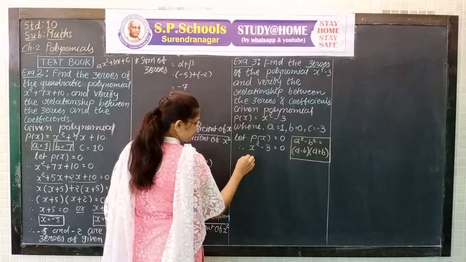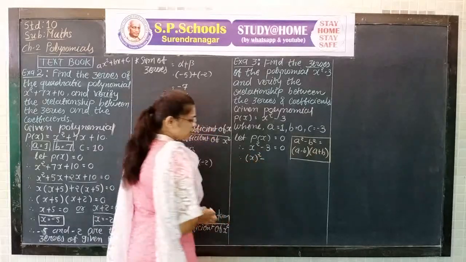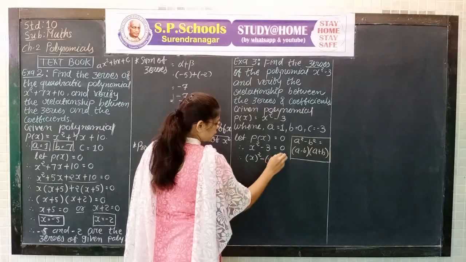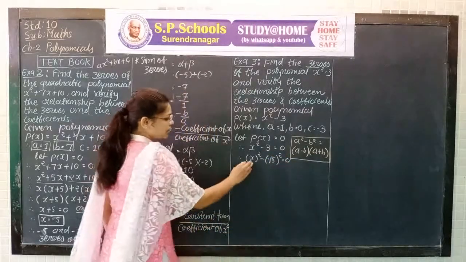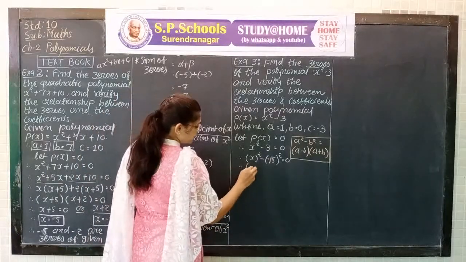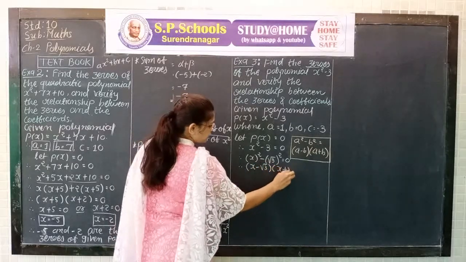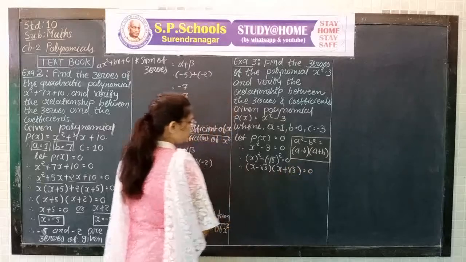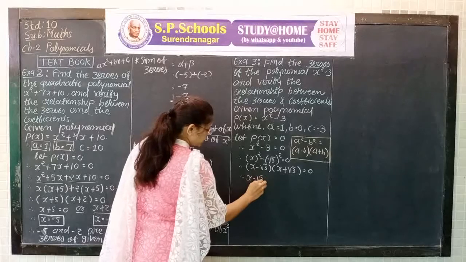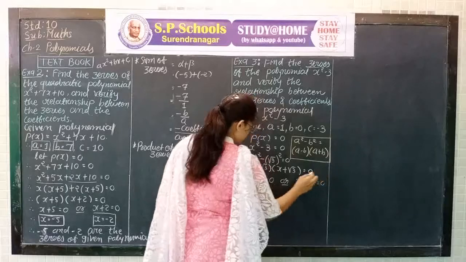x square is a perfect square. The square root of x square is x, whole square, minus 3 is not a perfect square number. Then write here square root of 3 whole square is equal to 0. It is related as a square minus b square. By factorizing we get x minus root 3 and x plus root 3 is equal to 0. On comparing both the brackets with 0, we get x minus root 3 is equal to 0 or x plus root 3 is equal to 0.